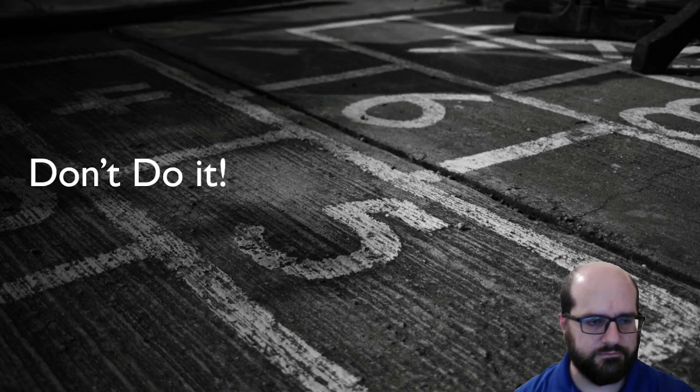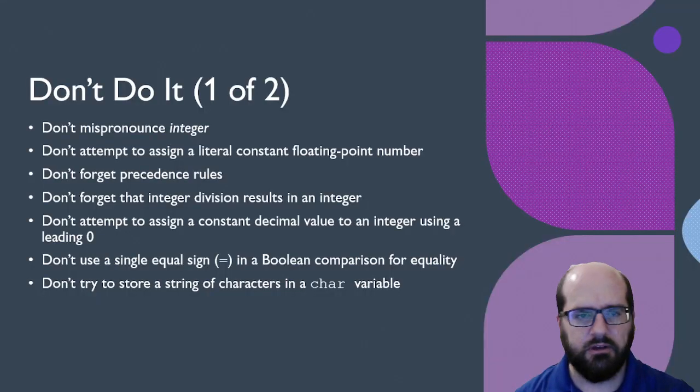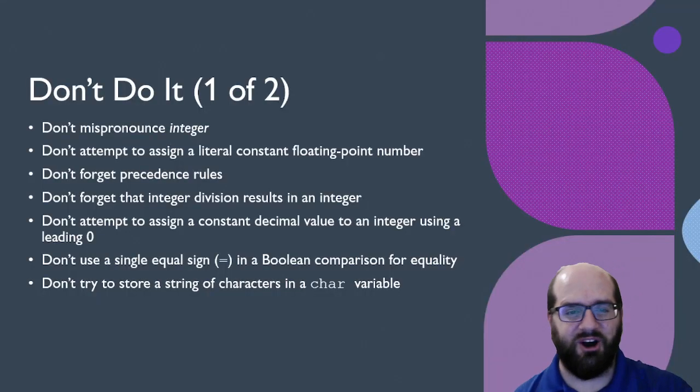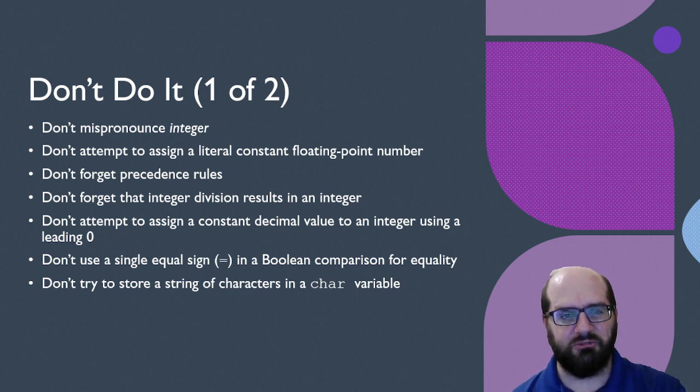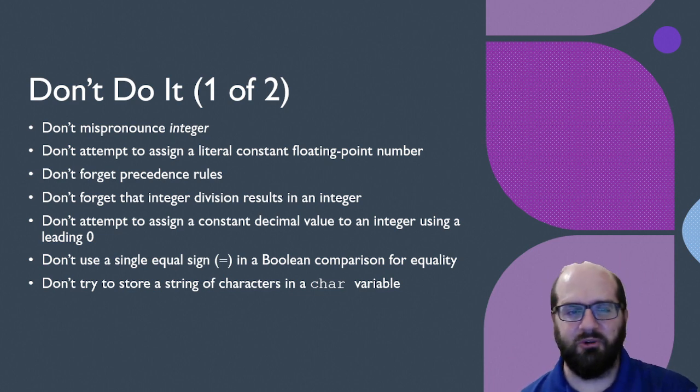Couple of rules, things not to do. We mentioned some of this. Don't mispronounce integer, which we do all the time because we're in Texas, but I often say "integer," and there's no R there, it's integer. Don't attempt to assign a literal constant floating point number.